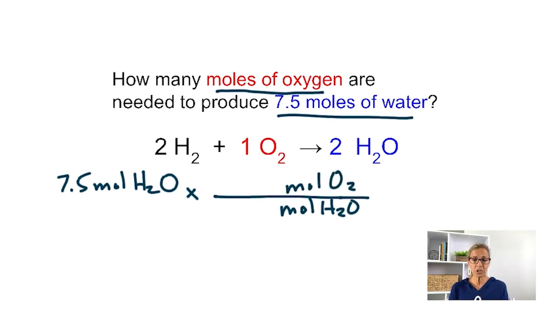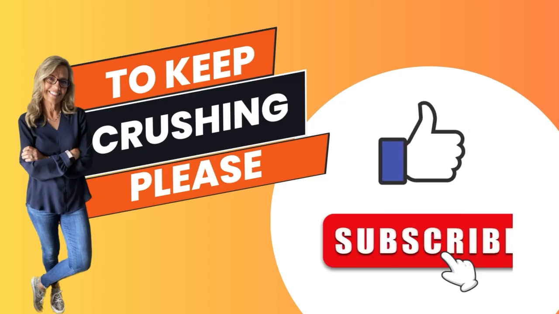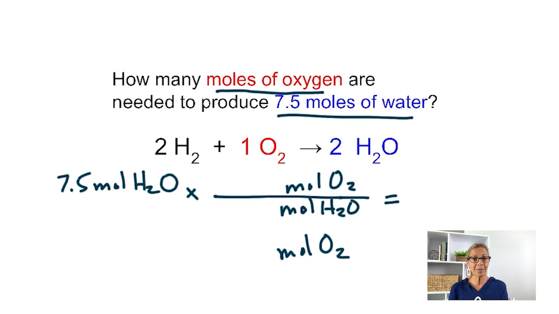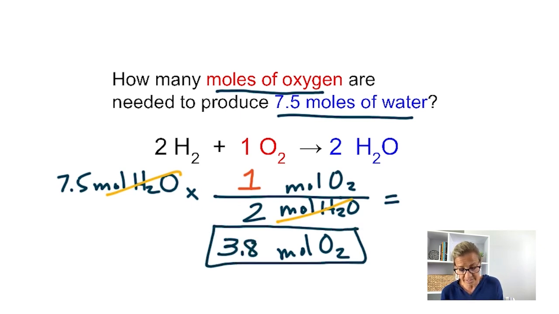All right, so I make sure I have my units set up first so that when I multiply, the proper units will cancel and I will be left with moles of oxygen. All right, now, what numbers go in this ratio to make it true? So go to the reaction. We've got 1 mole of oxygen and we've got 2 moles of water. And so when we multiply, the moles of water cancel. 7.5 divided by 2 is going to be 3.8 moles of oxygen. So those are the quantities that relate.